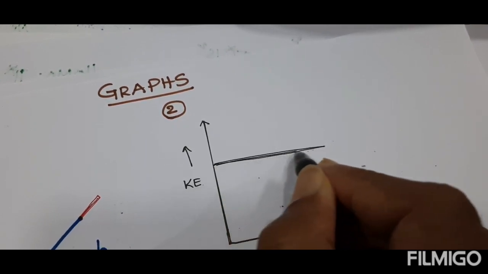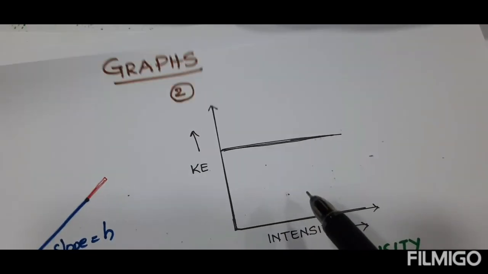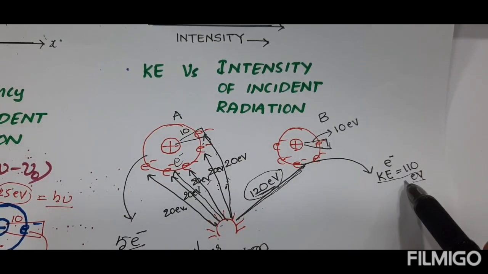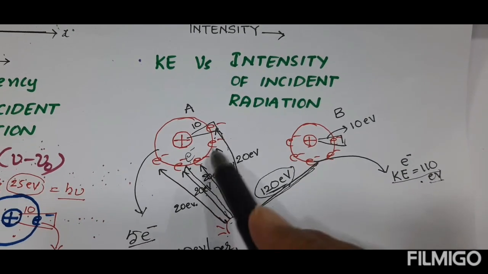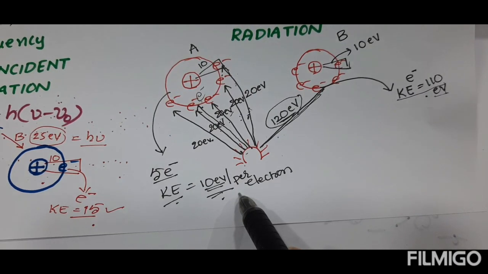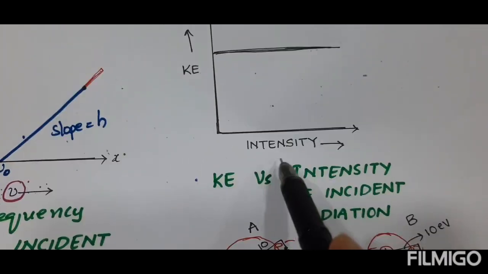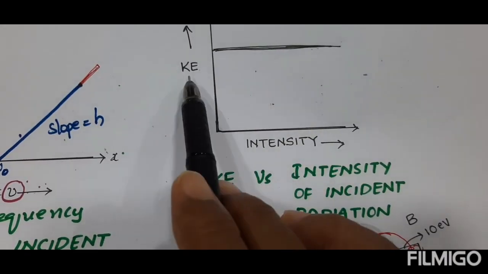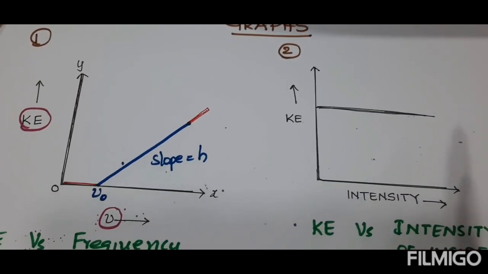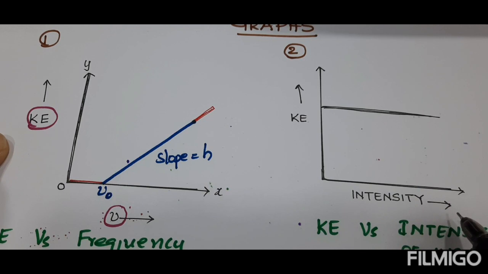So we get a graph like this, parallel to the axis: if the intensity increases, kinetic energy is constant. If the energy of the incident radiation increases, kinetic energy increases. If the number of photons increases, the number of photoelectrons will increase, but the kinetic energy of each photoelectron remains constant. So this is the graph obtained. This is kinetic energy versus frequency. This is kinetic energy versus intensity.